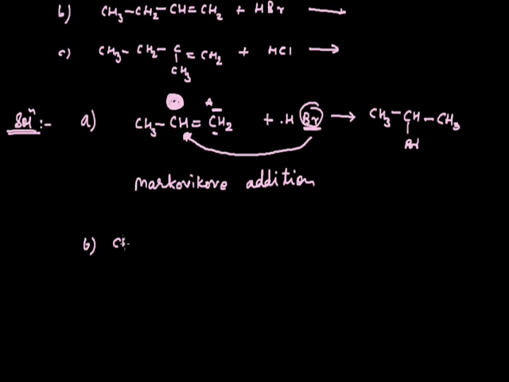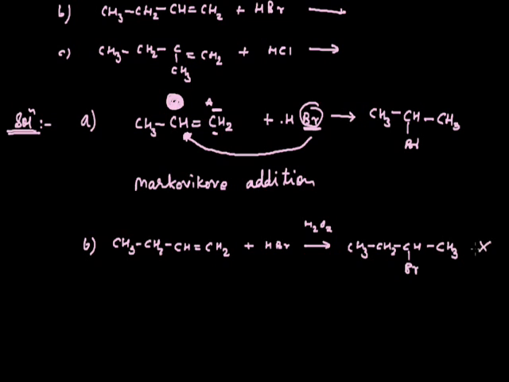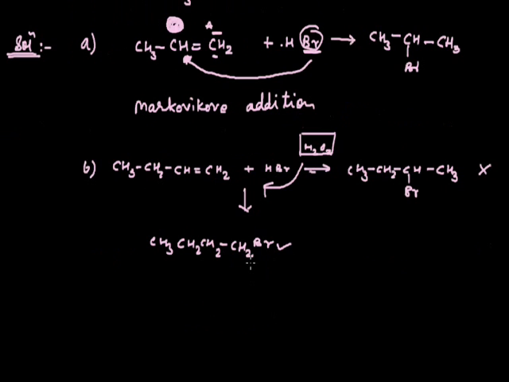In reaction B, CH3CH2CH=CH2 is also an asymmetrical alkene. According to Markovnikov's rule, the product should be CH3CH2CHBrCH3. But this is not the actual compound. The actual product of this reaction is CH3CH2CH2CH2Br, because here we have used hydrogen peroxide. Then the addition will be anti-Markovnikov.